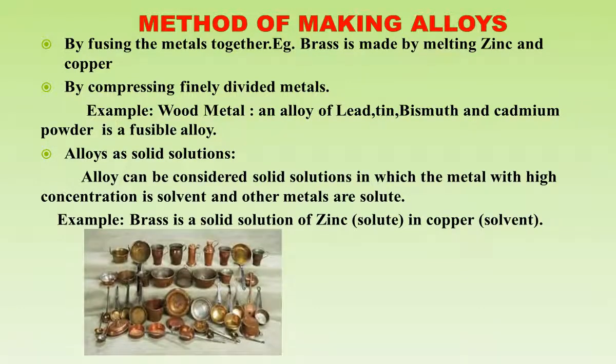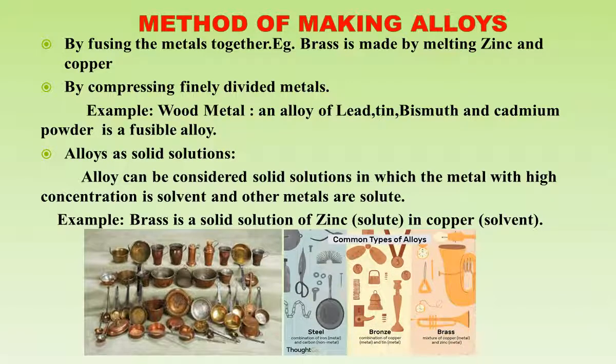We have seen various equipment and vessels, which are made from alloys. So common types of alloys are steel, bronze, brass. Steel is a mixture of some other elements, and bronze, brass. Let us see the types of alloys.